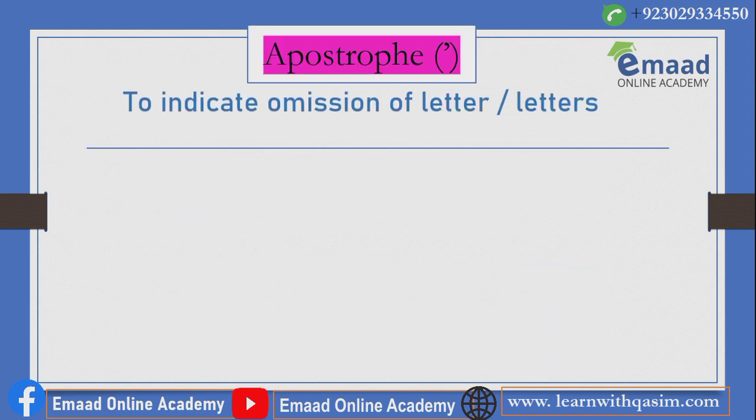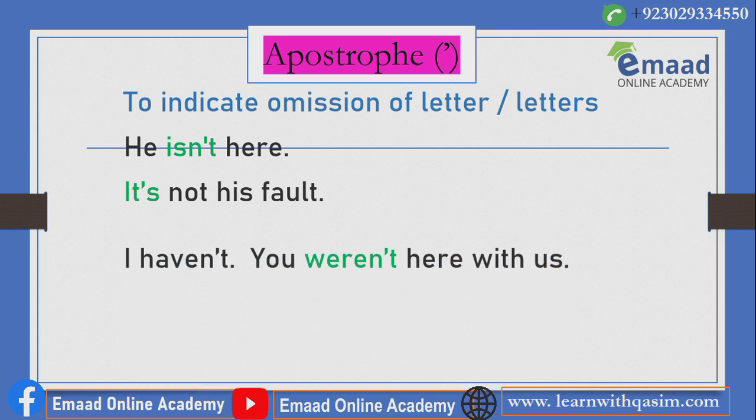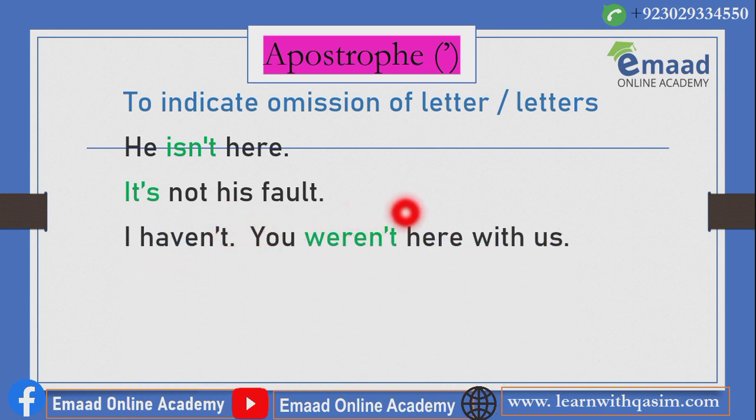Apostrophe, one of the interesting punctuation marks, is used to indicate the omission of a letter or letters. He isn't here. We have omitted the o in not, a contracted form. That's why we have added this apostrophe to indicate that there is some letter missing that has been omitted. It's not his fault. It means it is. This is again the contracted form of it is. I have not. You were not. You weren't here with us. I haven't. So that's why we use the contracted form with an apostrophe to indicate that letters have been omitted.